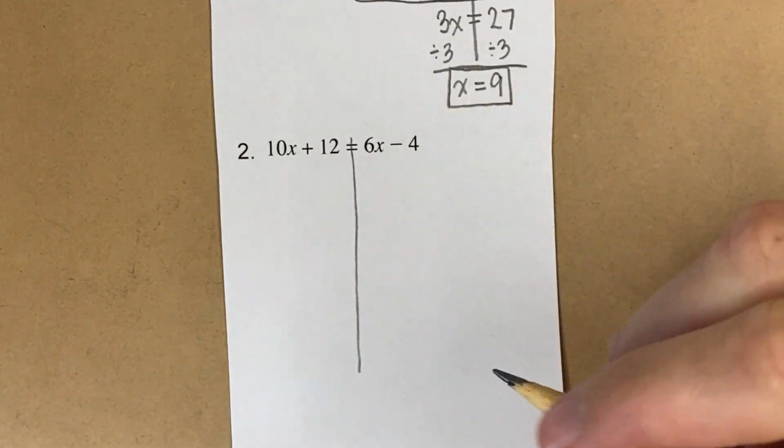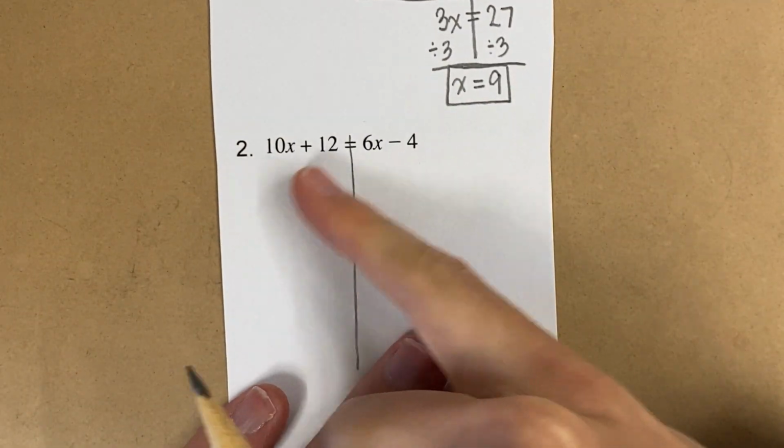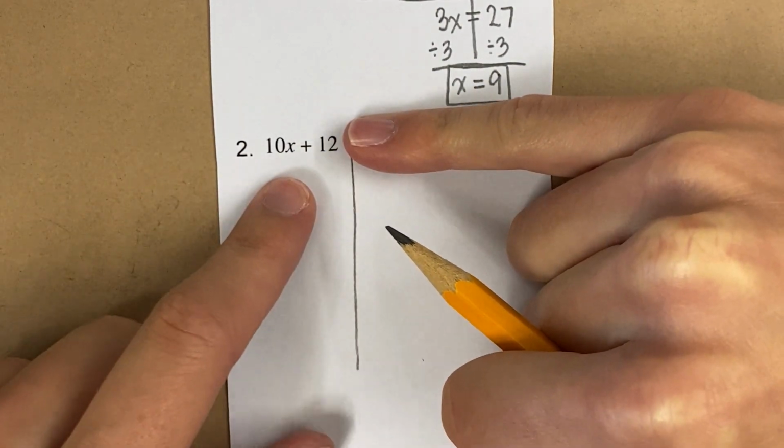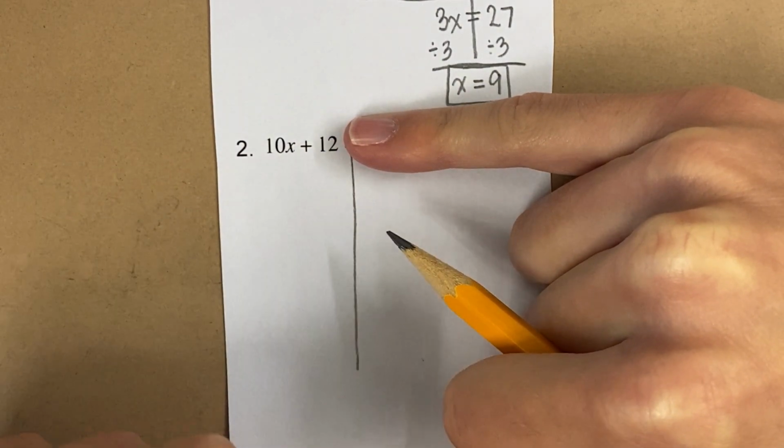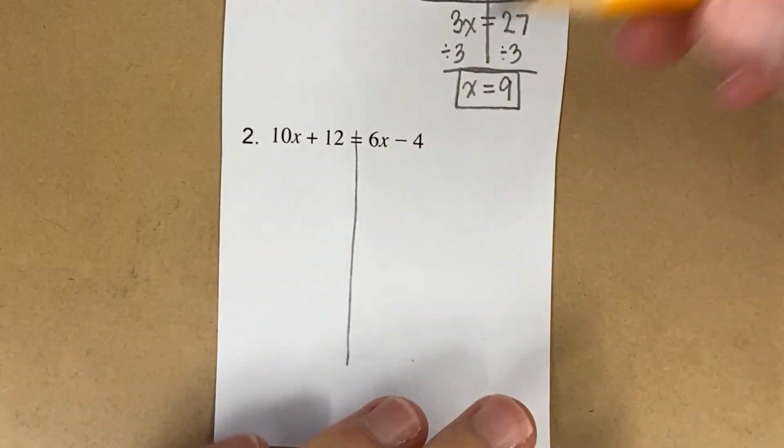In this problem, the first thing I notice is that I have x's on both sides. So first I'm going to check, can I simplify on this side? No, there's no like terms and there's no parentheses. Can I simplify on this side? No, again, no like terms, no parentheses.